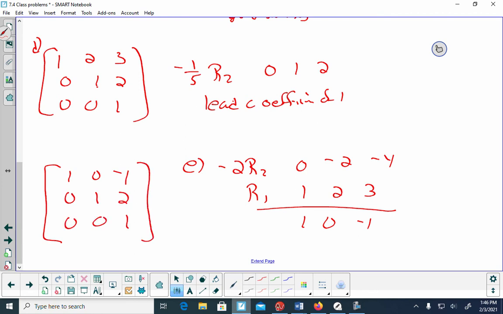And what did that do? That made this a 0, so I'm headed towards reduced row echelon form. And that is the answer to that one.